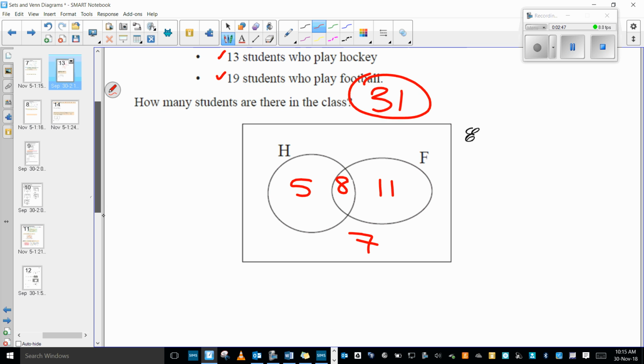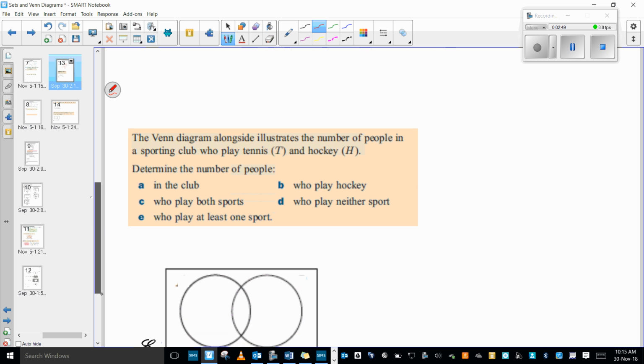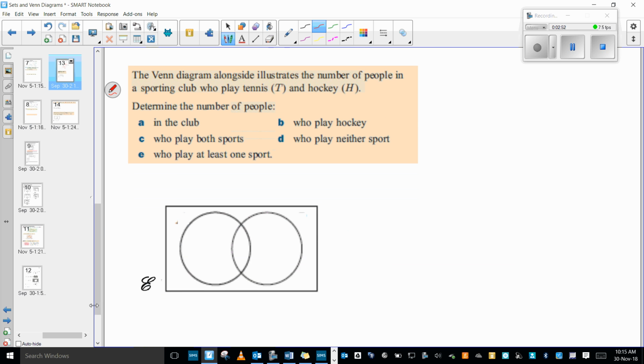So the Venn diagram underneath illustrates the number of people in a sporting club who play tennis and hockey. Determine the number of people in the club. Miss Harrison, have you got any numbers in there? Oh, that's all there, isn't it? I think I snipped the wrong picture. Let's move on.